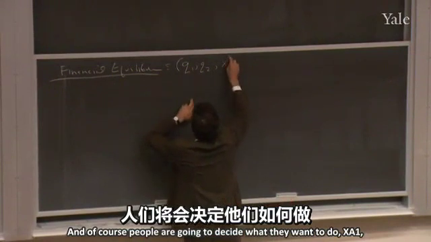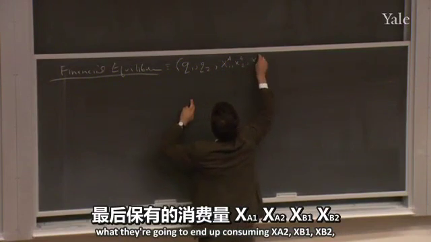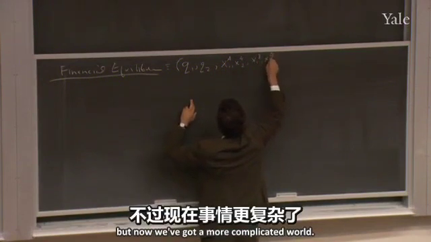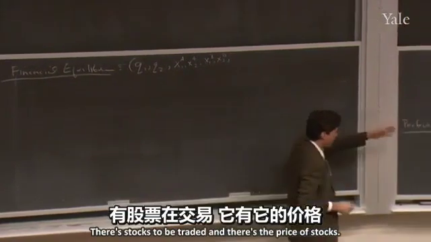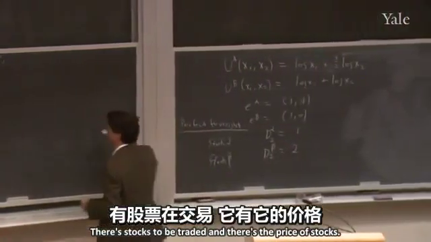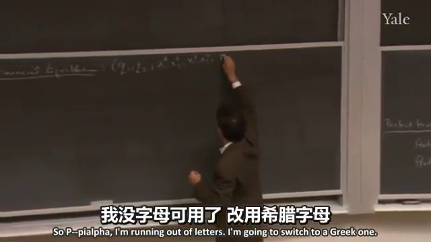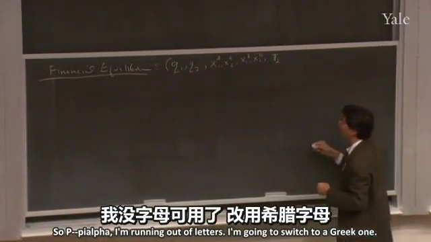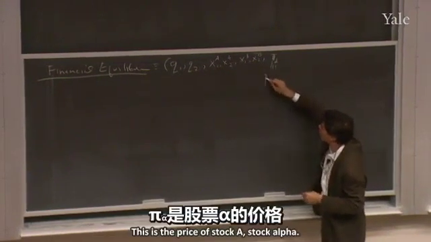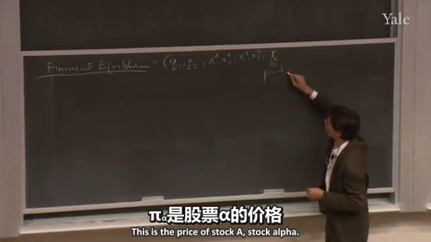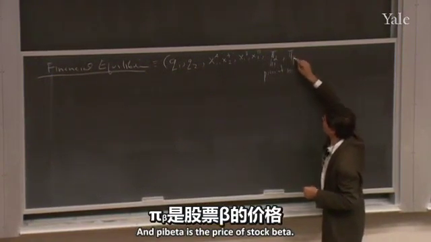And of course people are going to decide what they want to do: XA1, what they're going to end up consuming, XA2, XB1, XB2. But now we've got a more complicated world. There's stocks to be traded, and there's the price of stocks. So pi alpha, I'm running out of letters, so I'm going to switch to a Greek one. This is the price of stock alpha, and pi beta is the price of stock beta.